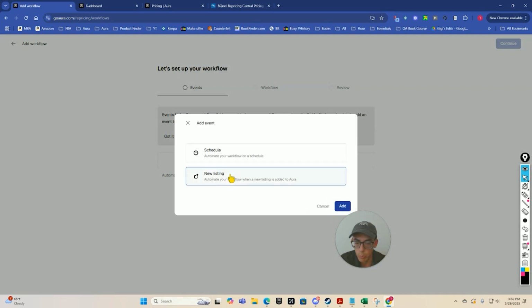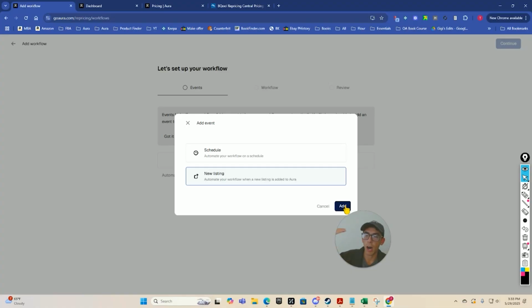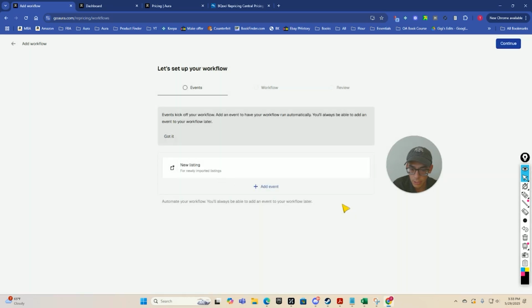So what we're going to say is whenever you have a new listing, okay, so this says automate your workflow when a new listing is added to Aura. Let's say you ship the books to your prep center and your prep center ships them to the Amazon warehouse and then they show up in your inventory. Whenever that shows up in your inventory, it then shows up over in Aura. So whenever that listing shows up in Aura, we want there to be an automation with it to automatically be set to repricing. So what we're going to do here is click on add new listing.